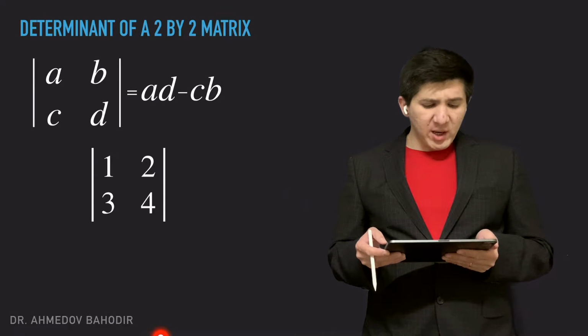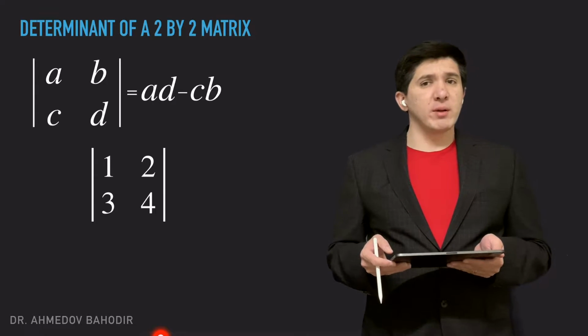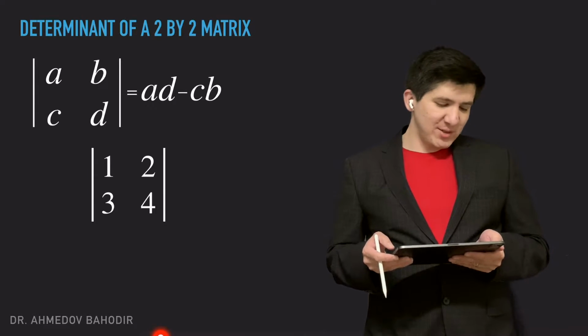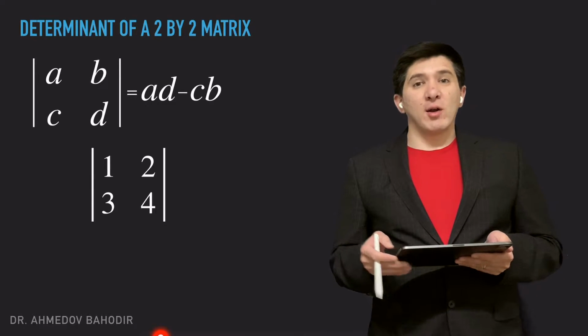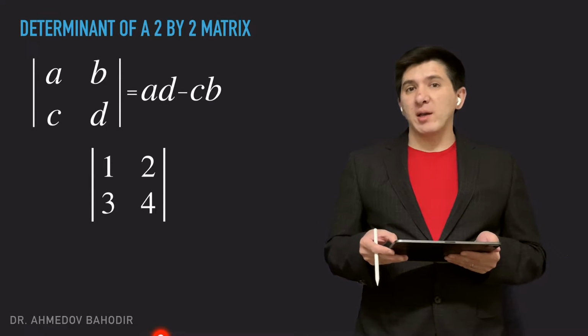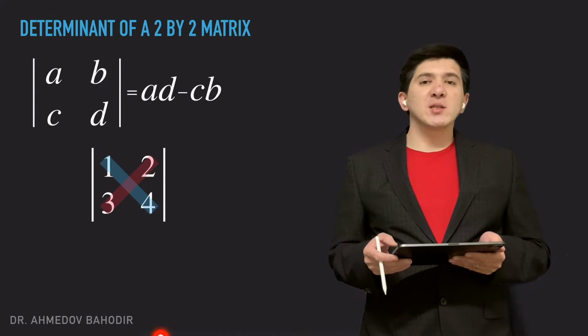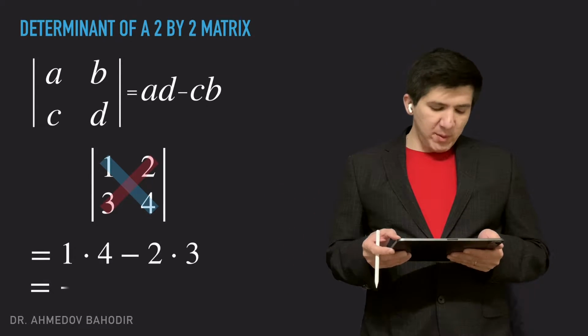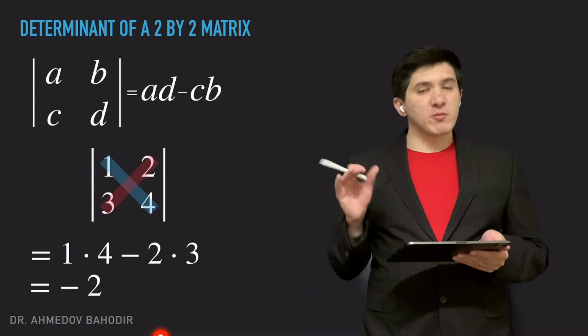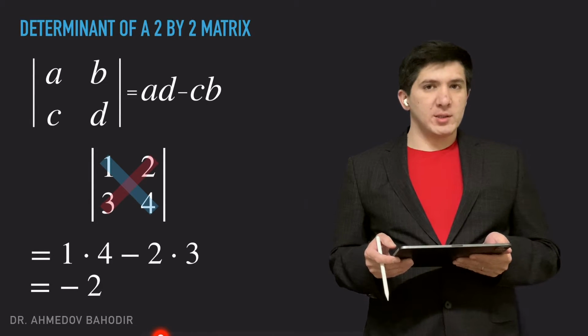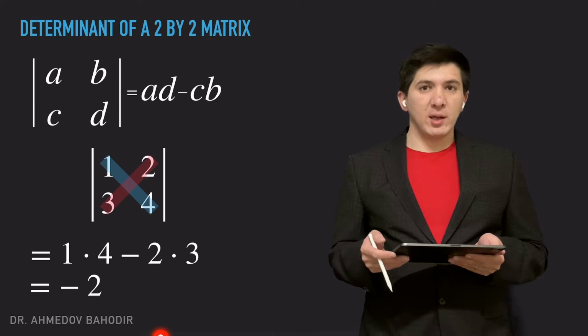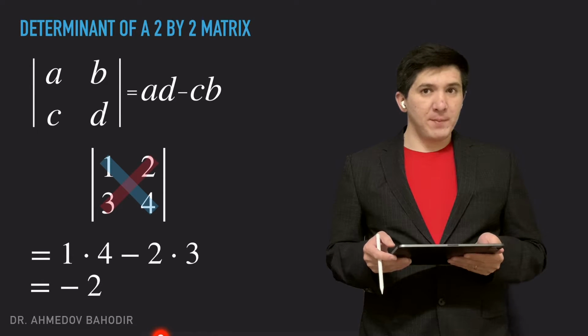Let's say you are given a matrix with the entries 1, 2, 3, 4. We're going to use this matrix a lot in this lecture. In order to find the determinant, we need to multiply the entries on its diagonals. So 1 and 4 are going to be multiplied together. 2 and 3 are going to be multiplied together. Then we just need to subtract them. It is going to be equal to minus 2. So this is how we can calculate determinants using this formula.